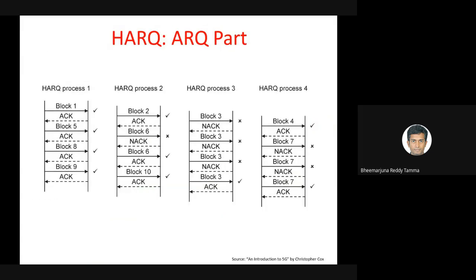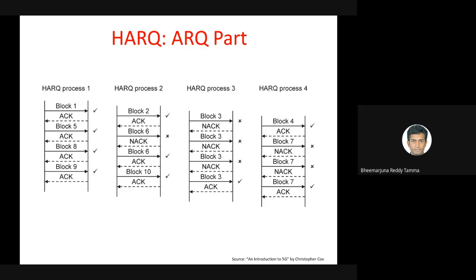Let's look at another example. Again, I'm showing you the HARQ part only, where if the CRC fails, the receiver will ask the sender to retransmit. This is a similar example with 4 processes running between the sender and receiver. It could be the base station and the user equipment, and vice versa. So what can you say from this example?